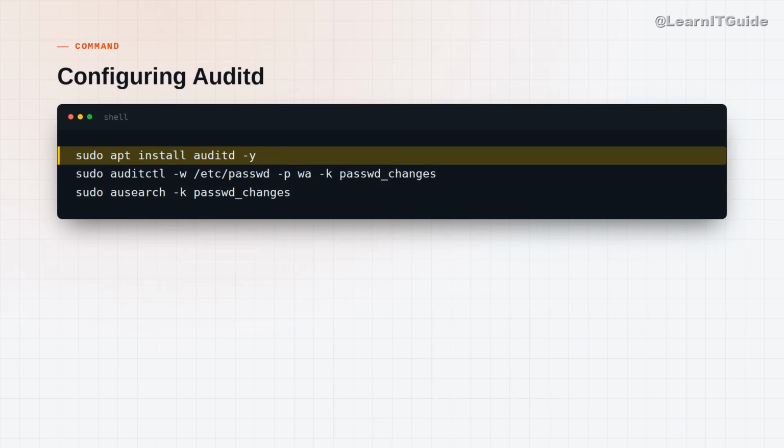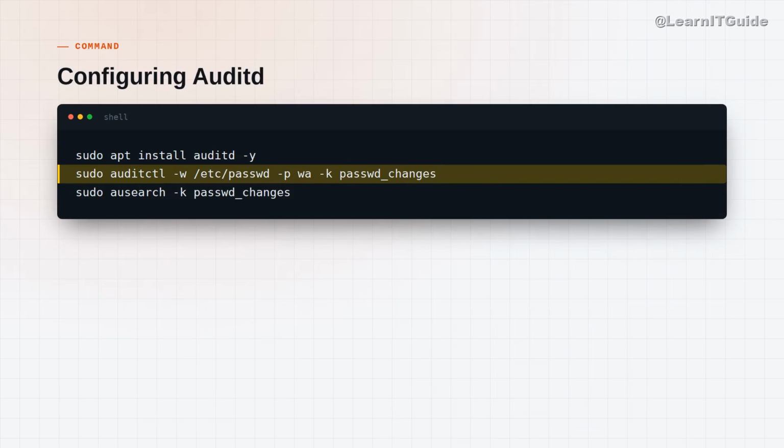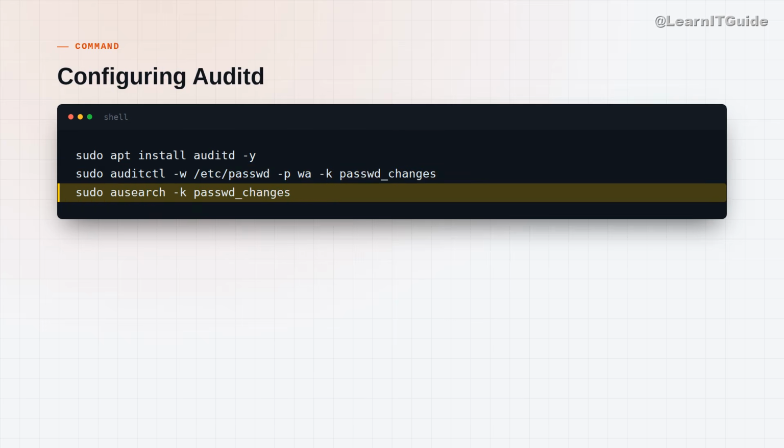First, we install the audit daemon on Ubuntu. Second, we configure a watch on the password file to alert us if anyone writes to or changes the attributes of that file. Finally, the third command searches the audit logs for any events tagged with our custom key. This allows you to track exactly who changed user account information.